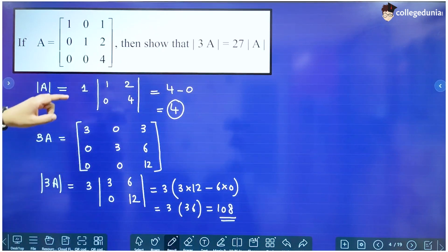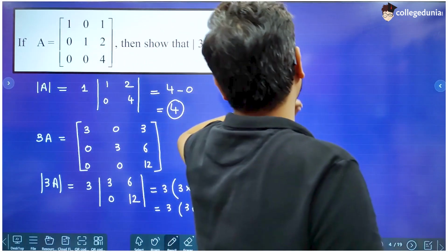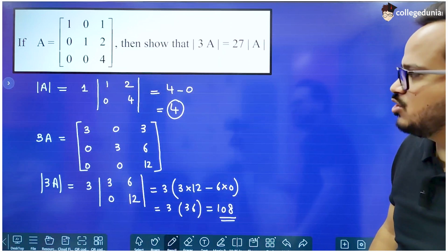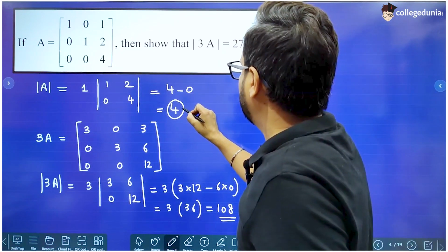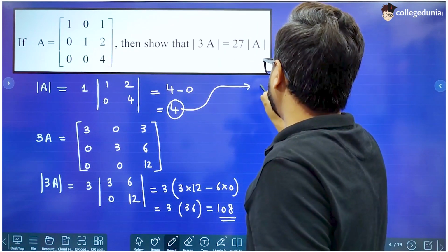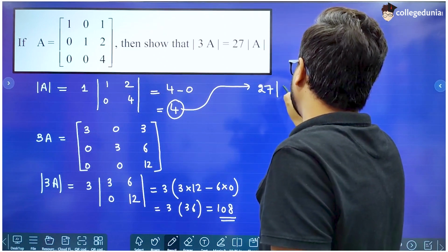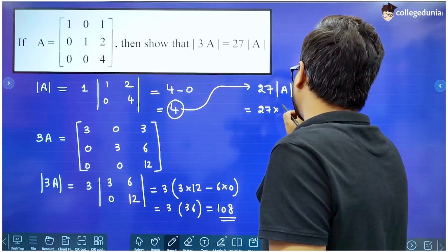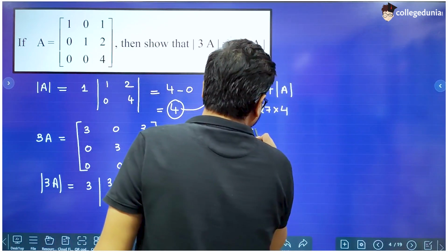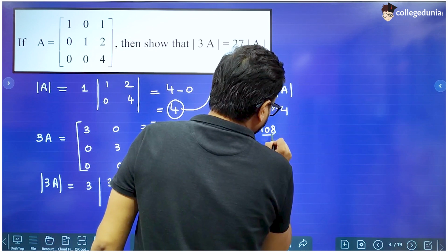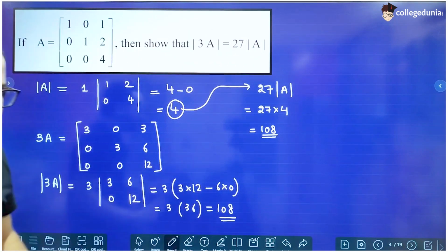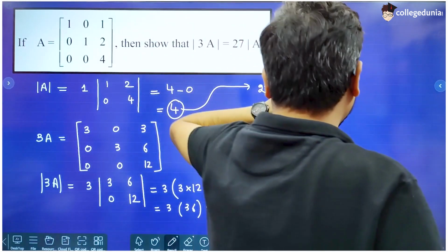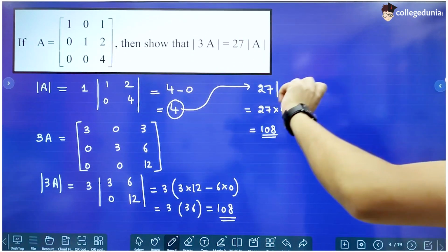So we have to show that the determinant of 3A is 27 times the determinant of A. Determinant of 3A is 108 and determinant of A is 4. So what is 27 times the determinant of A? That is 27 times 4, and 27 times 4 is 108, right? Clear? Okay, so now we have proved this.